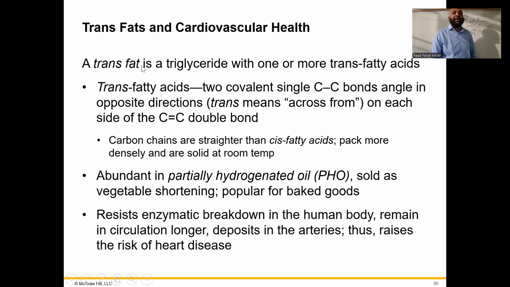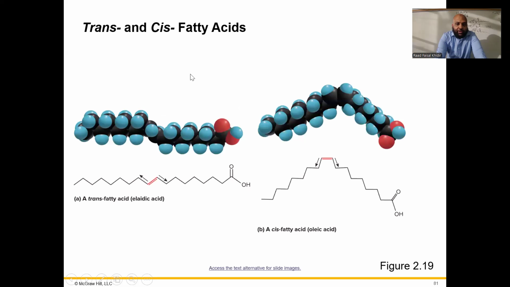A trans fat is a triglyceride with 1 or more trans fatty acids. So the trans fatty acids have 2 covalent carbon single bonds in the opposite direction. Trans means across from, on each side of the carbon double bond. So the carbon chains are straighter than the cis fatty acids. So all of that is not important for us to know. This is just general information.